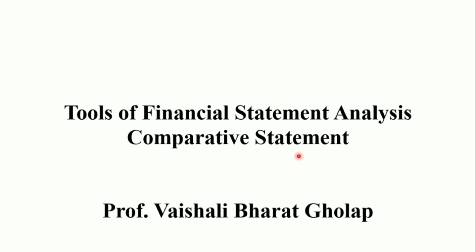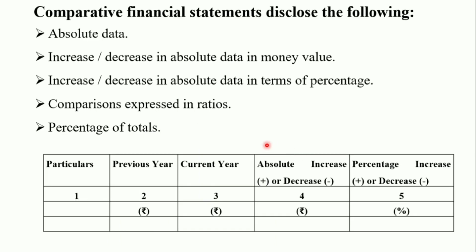Comparative financial statement is one of the tools of financial statement analysis. It discloses information like absolute data, increase or decrease in absolute data in money value, increase or decrease in absolute data in terms of percentage, comparison expression ratio and percentage of the total. All this information is disclosed in the comparative financial statement, and this is the pro forma of a comparative financial statement.